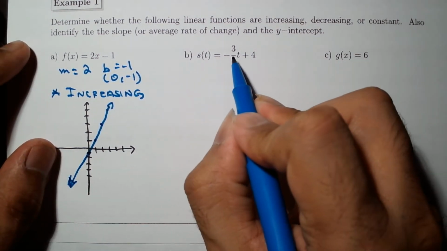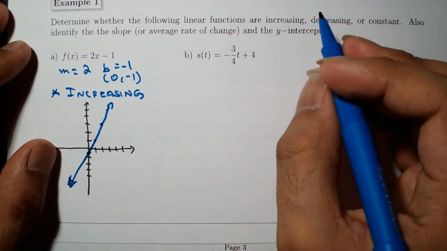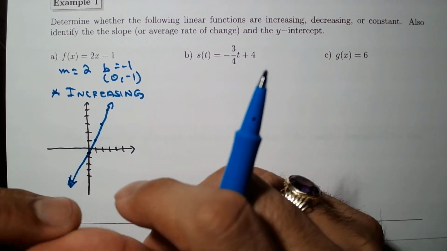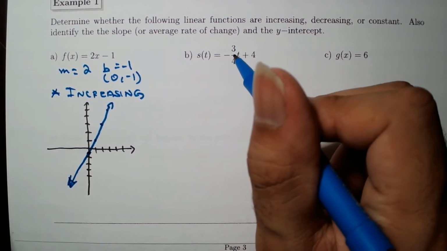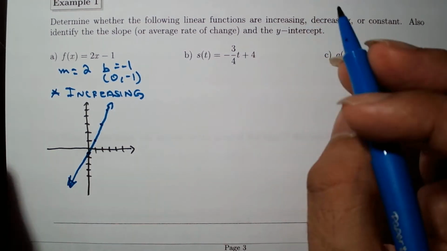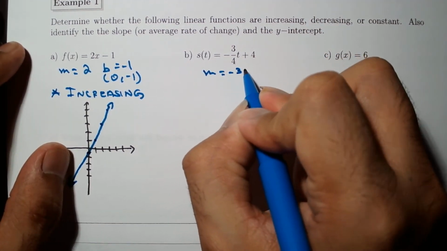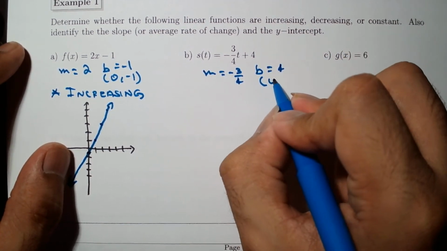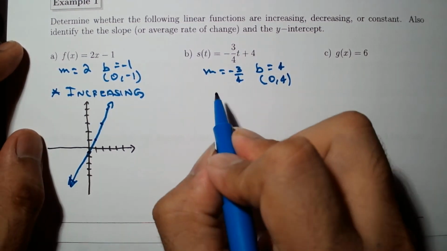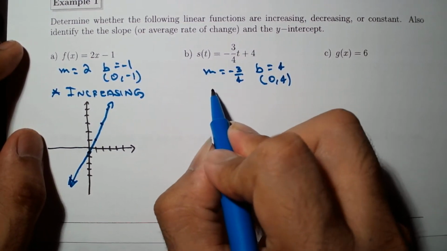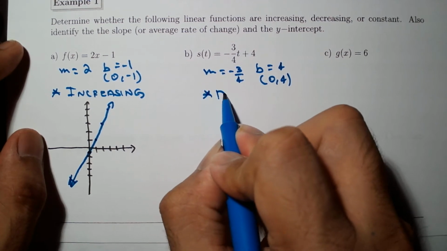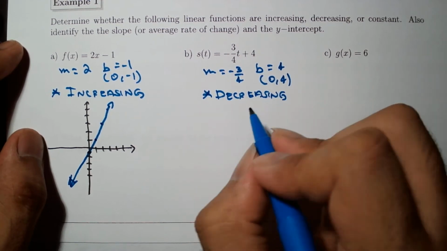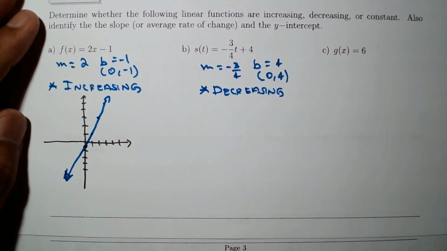So we have s of t equals -3/4 t plus 4. In this case, we're not using x and y as our variables. We're using s and t, but the behavior is going to be the same. m equals -3/4 and b equals 4, which in ordered pair notation is (0, 4). Because the slope, or the average rate of change, is negative, we have a decreasing function. Okay, a decreasing linear function.